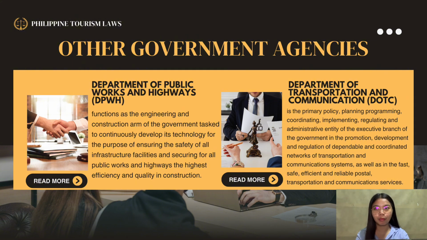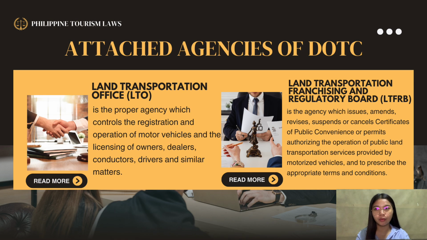Next, we have the Department of Transportation and Communication, or DOTC. It is the primary policy, planning, programming, coordinating, implementing, regulating, and administrative entity of the executive branch of the government in the promotion, development, and regulation of dependable and coordinated networks of transportation and communication systems, as well as fast, safe, efficient, and reliable postal, transportation, and communication services. These are the attached agencies of the DOTC.